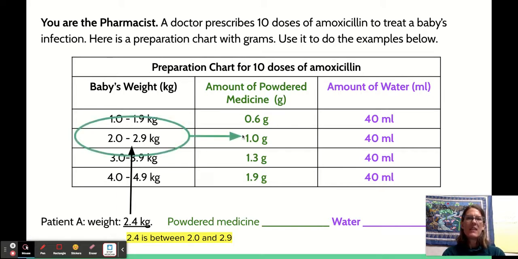And I'm going to look then to see that I need 1 gram of powdered medicine in the bottle for that baby. And then with this next arrow, I see I need 40 milliliters of water. So it's my job as the pharmacist to measure carefully, grind the tablet, measure 1 gram out from that, and then measure 40 milliliters of water and put that in my medicine bottle. That will come next week.